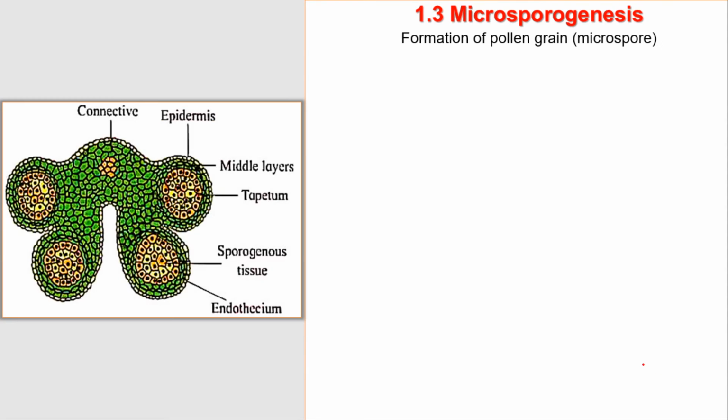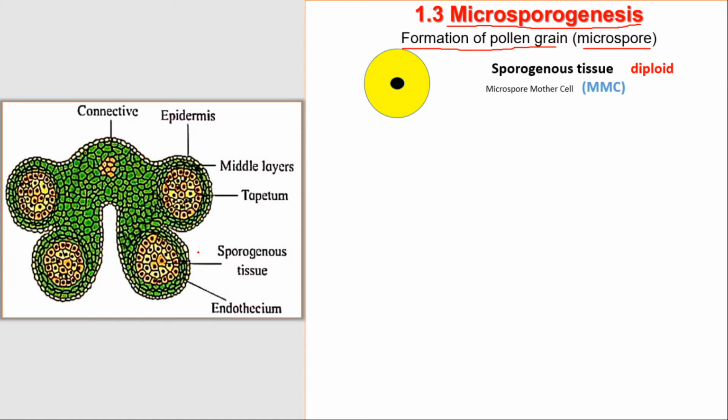Now we will see microsporogenesis. What do you mean by microsporogenesis? Formation of pollen grains or formation of microspores is called microsporogenesis. Now we will see steps of microsporogenesis.